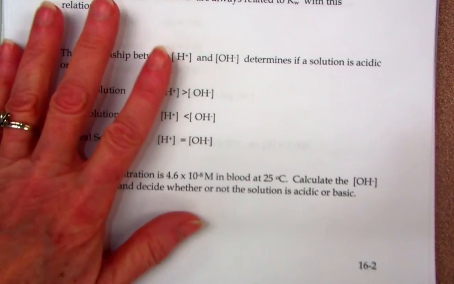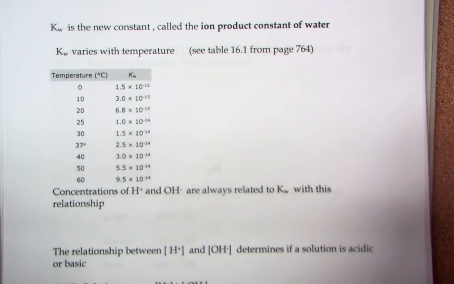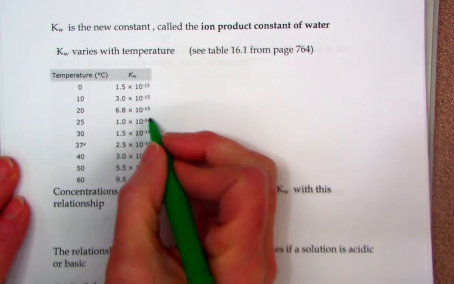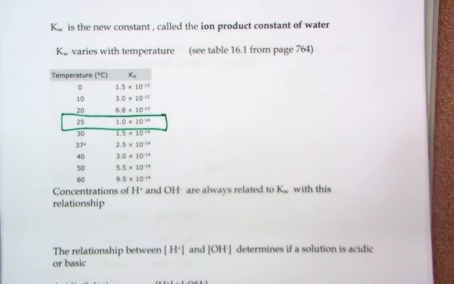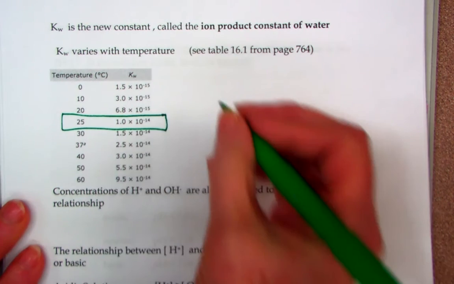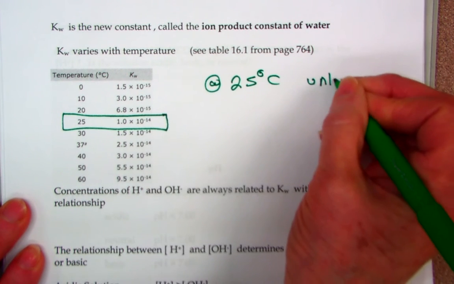Now, this Kw is something that's been studied a lot. It is the ion product constant of water. And Kw, like all equilibrium constants, varies with temperature. So we have to deal with this idea that we have a different value for Kw with a different temperature. For our purposes in this class, unless we specifically say otherwise, we'll be working at 25 degrees Celsius. So we work at 25 degrees unless otherwise stated.